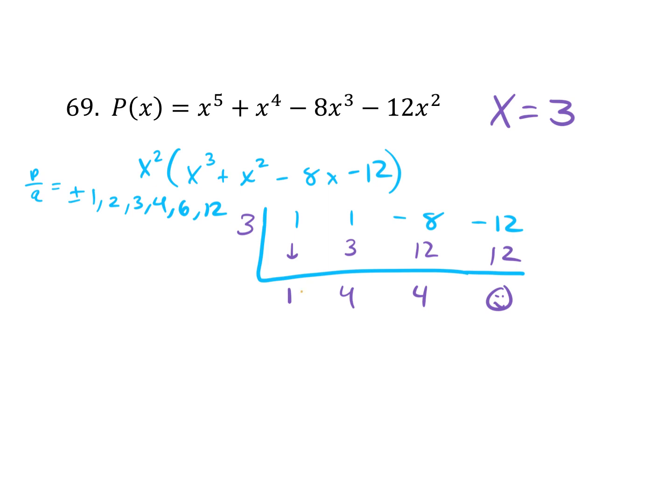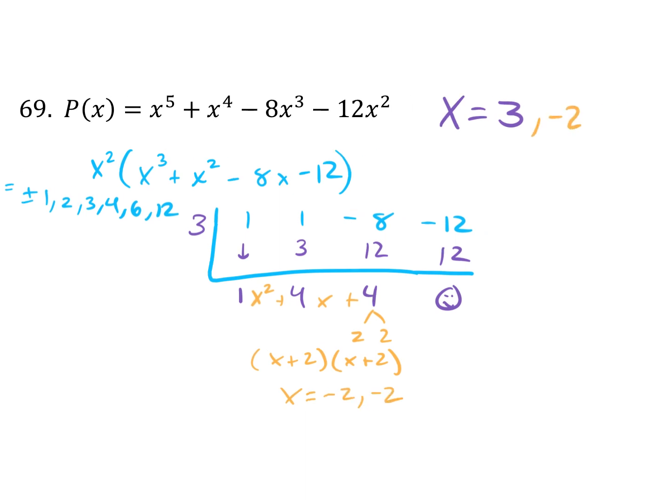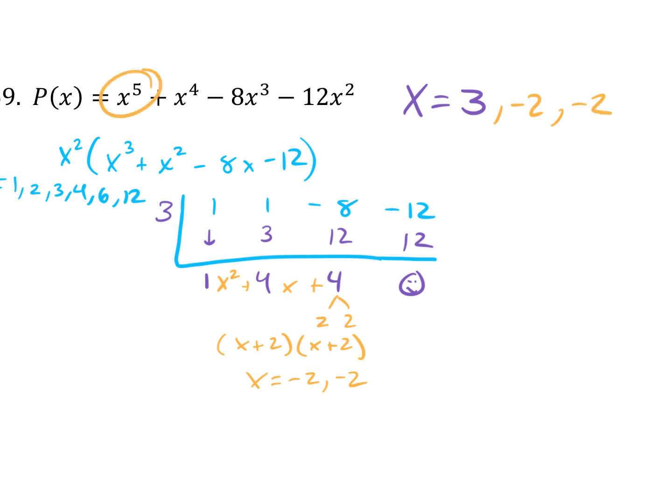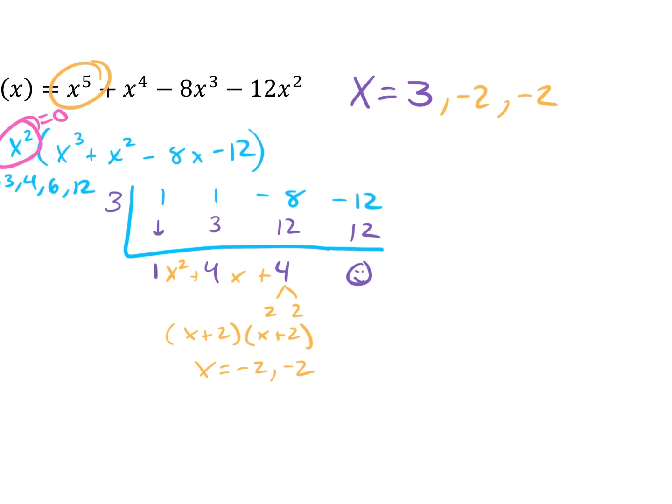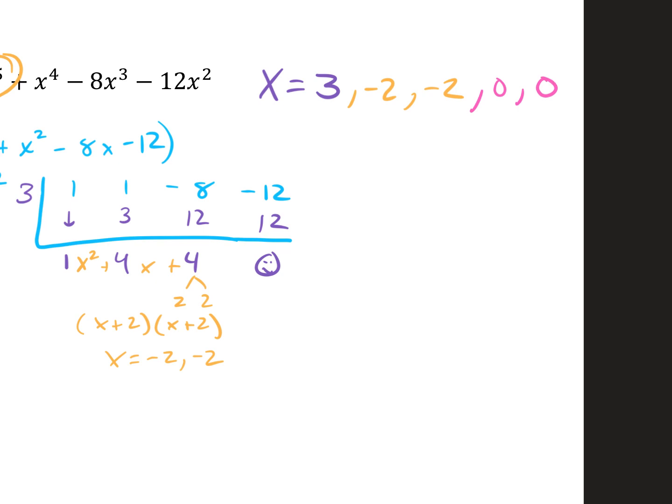From here, we can just factor it. This would be x squared plus 4x plus 4. What are 2 factors of 4 that add to 4? 2 and 2. So this would be x plus 2 and x plus 2. So what does x equal? Negative 2 and negative 2. Now here, I had x to the 5th power to start with, so I'm missing 2 answers. What else are my answers? What am I missing? 0 and 0. We took out the x squared, so we still have to set that equal to 0. So x squared means that I have 2 zeros also.